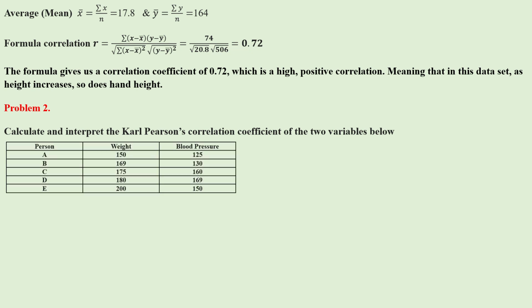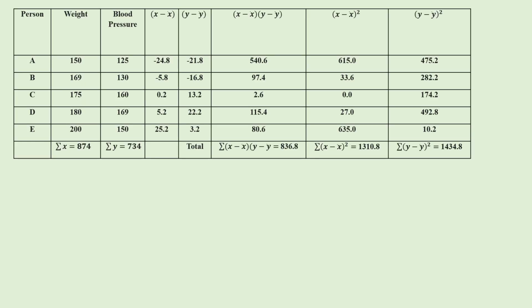Similarly here they are on weight and blood pressure, BP. So same procedure, we are finding all those things. That is x, y. X is weight and y is blood pressure. So summation of x, summation of y, that is 874, 734. Then we are finding x bar and y bar. X bar is equal to sigma x by n, so 874 by 5. Similarly, y bar is equal to sigma y by n, that is 734 by 5.